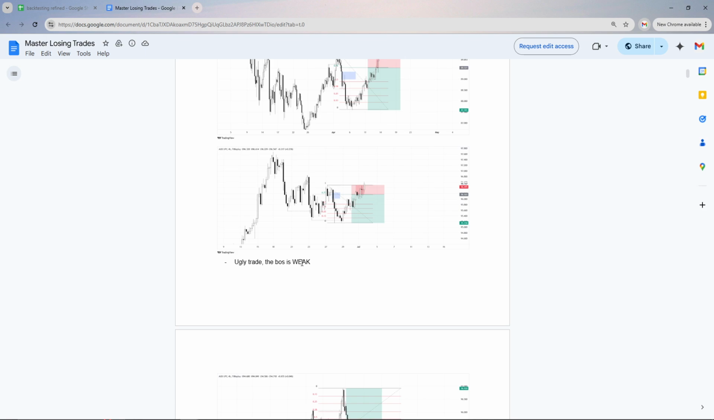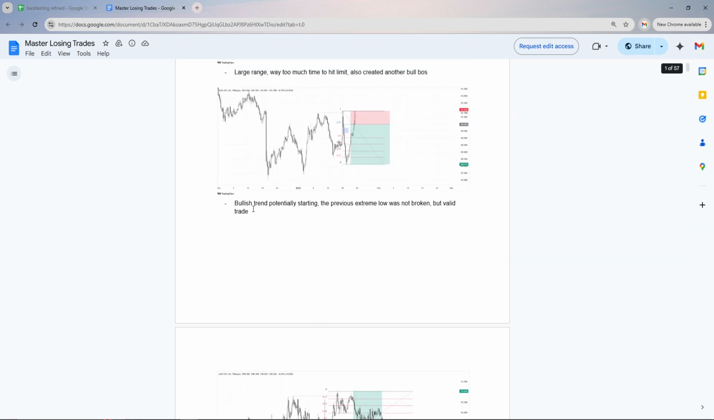But I do want to mention you don't want to get too complex with it, because "bullish trend potentially starting, previous extreme low is not broken." Once you start getting into too many details like this, it can honestly hurt more than help, because you'll find yourself taking fewer trades.